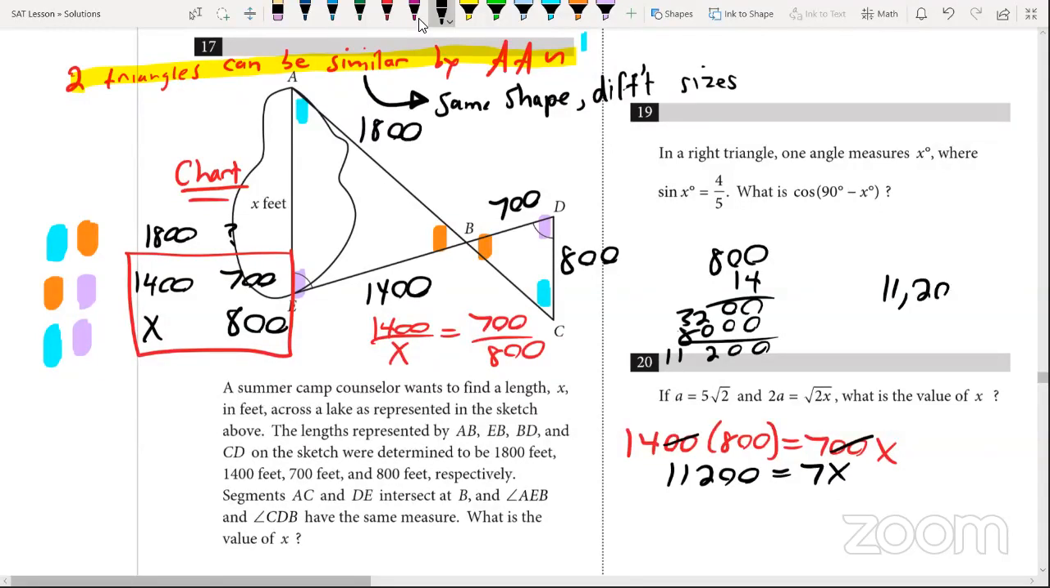So we have 11,200 divided by 7. So 1 7 here, subtract, and you get a 4. 42 is 6. 7 times 6 is 42. And we have zeros left. So the answer for X is that it's 1600. And what is the value of X? 1600 for question number 17.